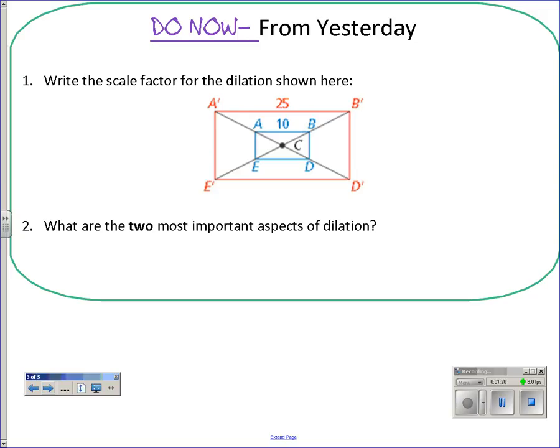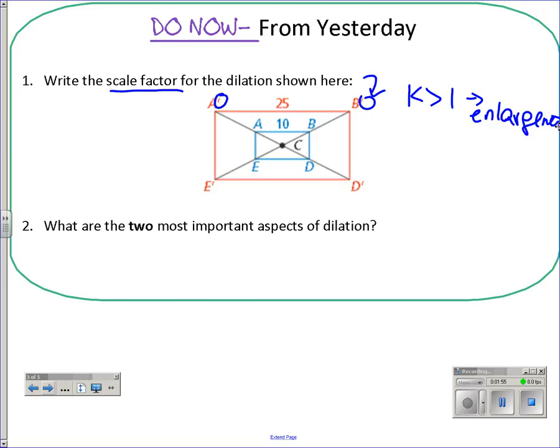Hopefully you've looked at this a little bit already. The question says, what's the scale factor for the dilation shown here? When I'm looking at this diagram, I can tell which is the pre-image and the image, because the image has the primes and the pre-image doesn't. So I can tell by this dilation that an enlargement has happened. I know that my scale factor is going to be greater than 1 because there's an enlargement.